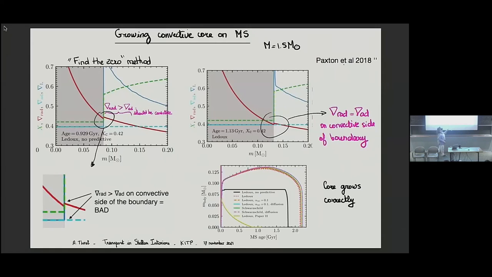And as you can see, the core gets much bigger. We have the correct boundary condition here. The velocity vanishes, the convective velocity vanishes. So we are happy. And the core does what it's supposed to do. The convective core grows, and that's what happens for low mass stars on the main sequence. Everyone happy with that?